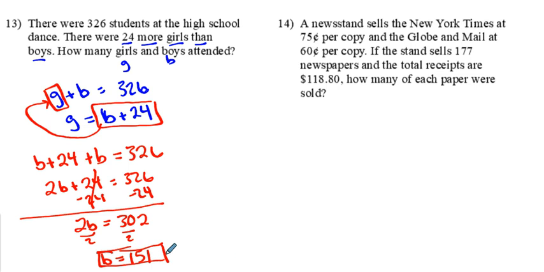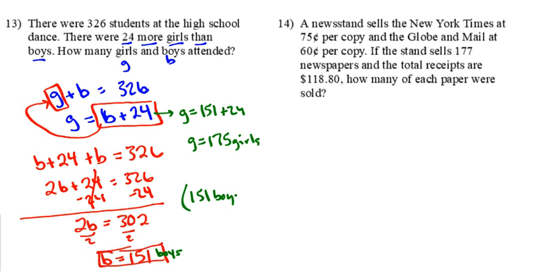So now I want to know, how many girls does that mean I have? I'll bring it up here to this equation. The girls are just the number of boys, 151, plus 24. So there are 175 girls and 151 boys. And I'll just write it as a little pair here: 151 boys, 175 girls.